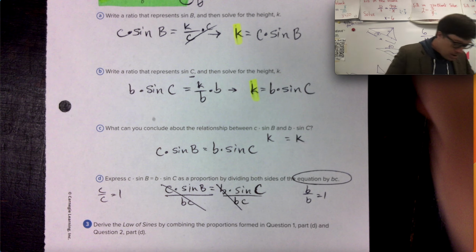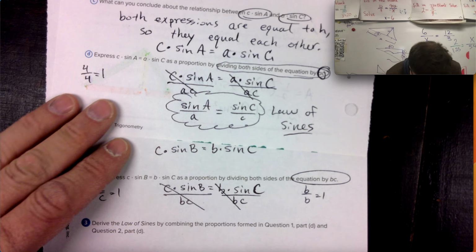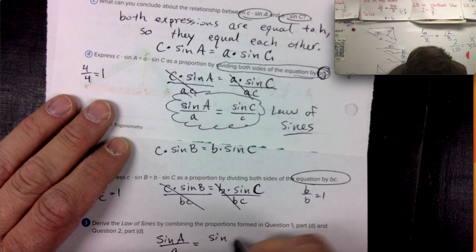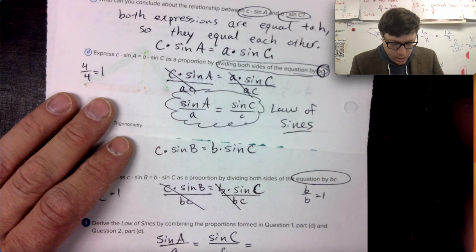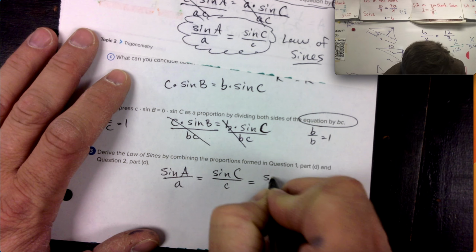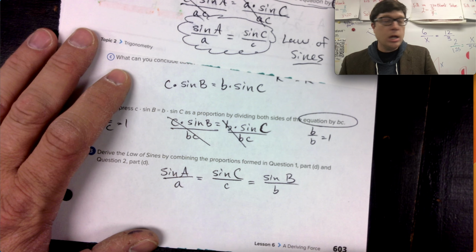But that means from the previous page, sine of capital A over little a is equal to sine of C over little c. But that's also equal to what we just discovered here, the sine of capital B over little b. There is our law of sines.